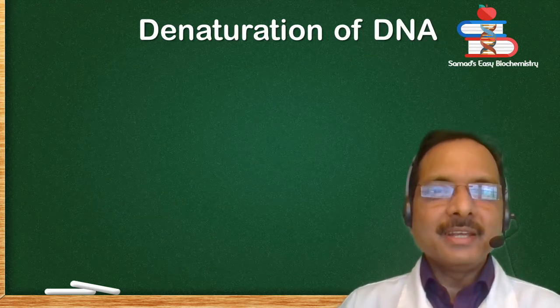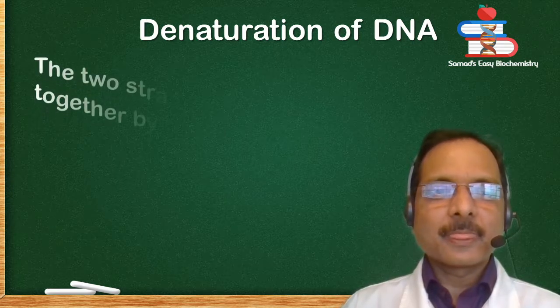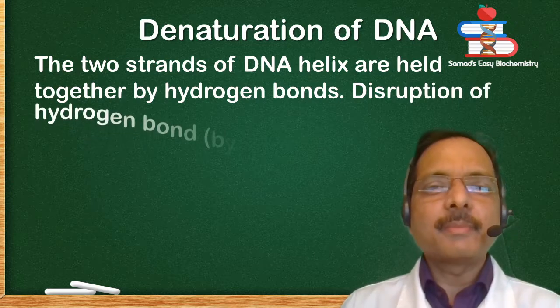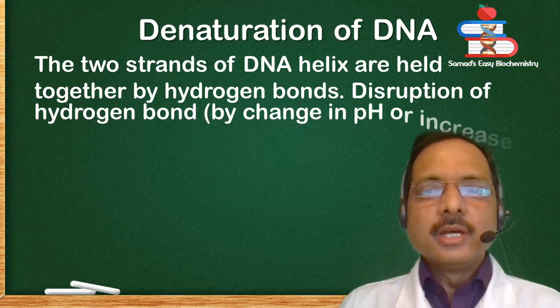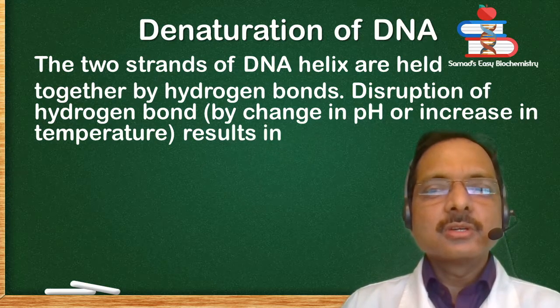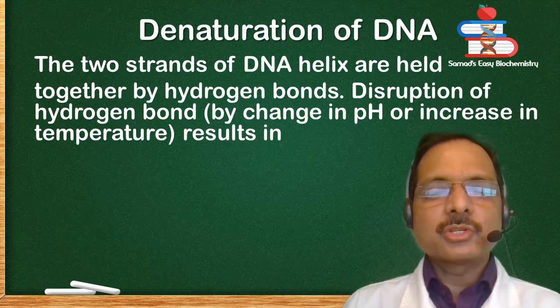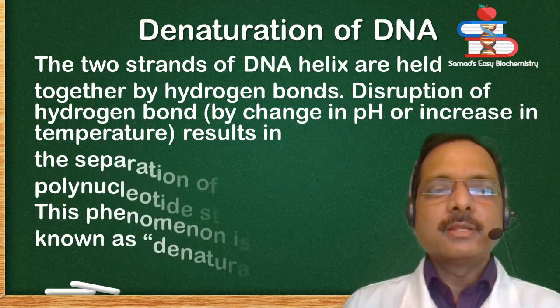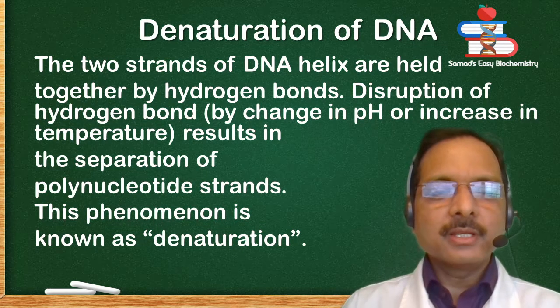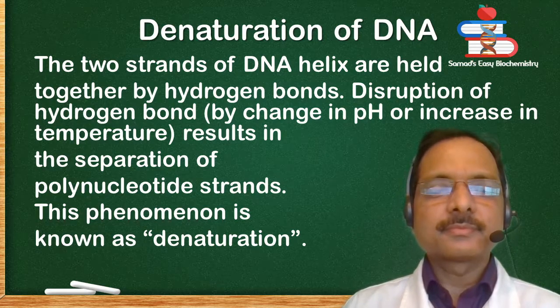Denaturation of DNA. The 2 strands of DNA helix are held together by hydrogen bonds. Disruption of hydrogen bonds by change in pH or increase in temperature results in the separation of polynucleotide strands. This phenomenon is known as denaturation.